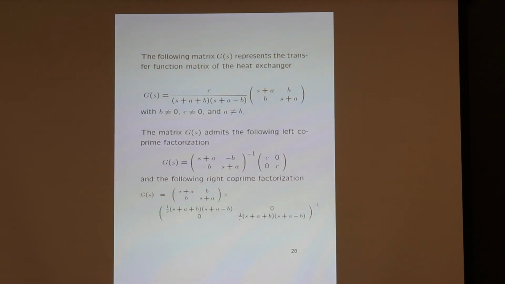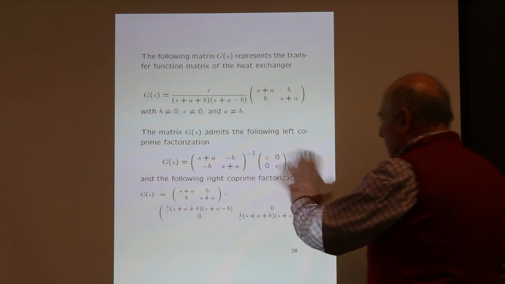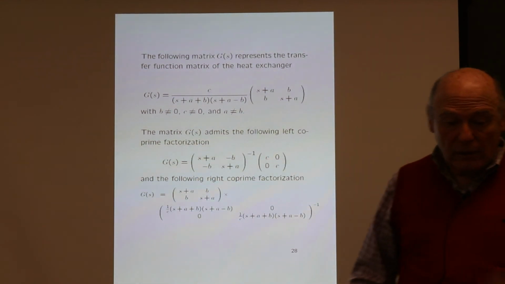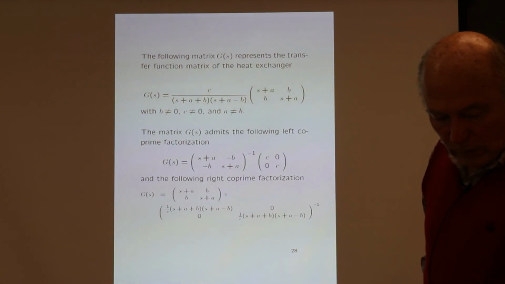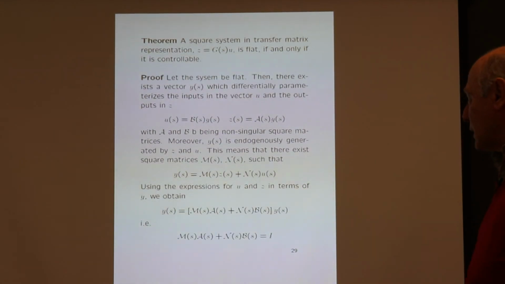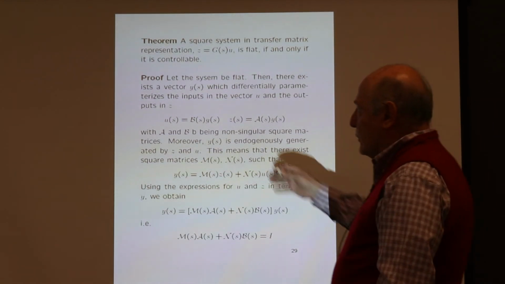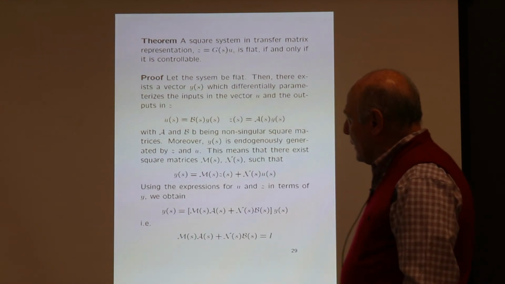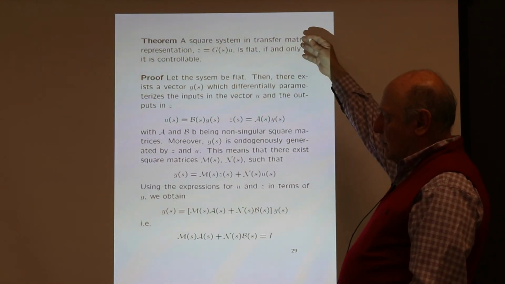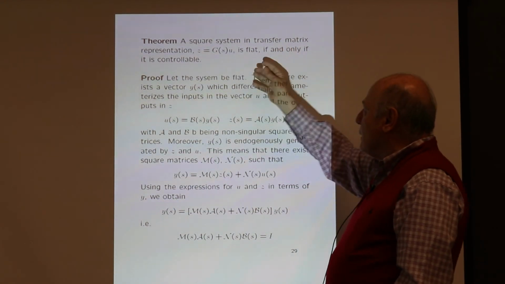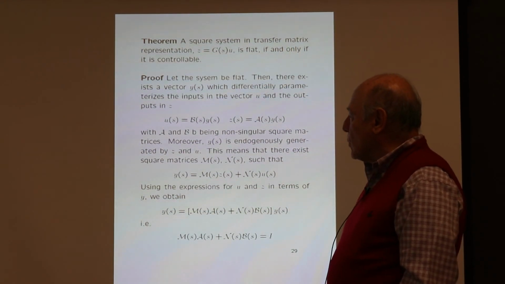So this is an example in which everything works fine. And here, by inspection, you can obtain the left and right coprime factorizations. But it's not always easy. For 2x2 systems it's kind of simple. So the theorem goes like that, in order to characterize the flatness of this transfer function matrix representation: a square system in transfer function matrix representation is flat if and only if the system is controllable.